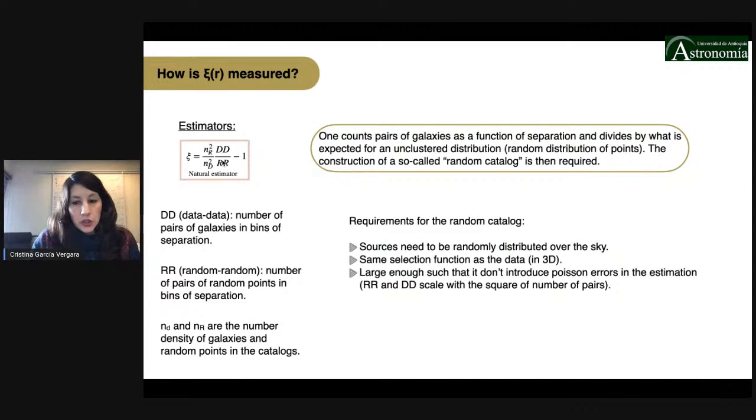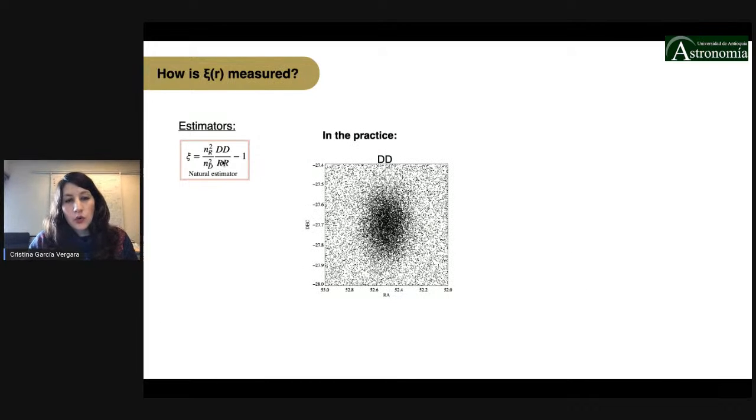Then I will show you how this really works in practice. Imagine that you have a distribution of sources, of galaxies in the sky, like this one here. This is the data that you have.